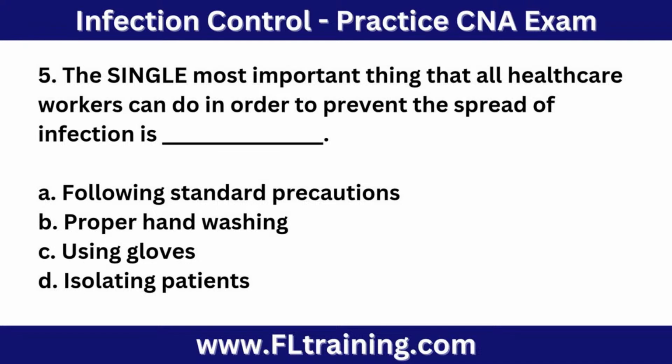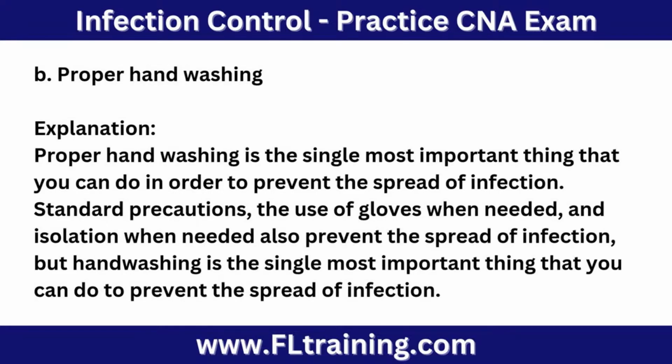All right, let's go ahead and dive right into the answer. If you chose B, you are absolutely correct. Proper hand washing is the single most important thing that you can do in order to prevent the spread of infection. Standard precautions, the use of gloves when needed and isolation when needed, also prevent the spread of infection. But hand washing is the single most important thing that you can do to prevent the spread of infection.